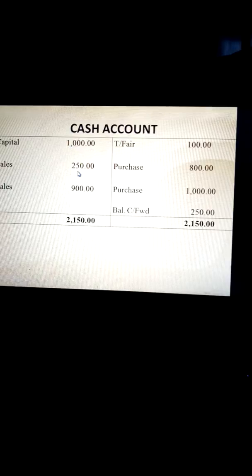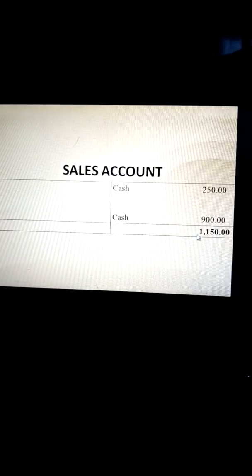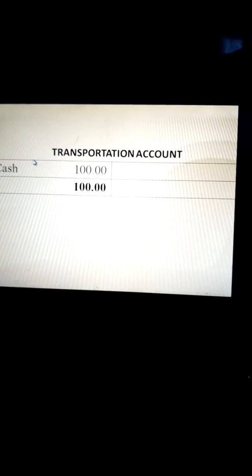1000 naira plus 250 plus 900 will give you 2150 naira. Now you add the credit side, 100, 800, 1000, you will get 1900. So 2150 minus 1900 will give you 250. So we have a cash balance of 250 naira. Our purchases has increased to 1800, and sales also increased to 1150. Transportation has been included, 100 naira.